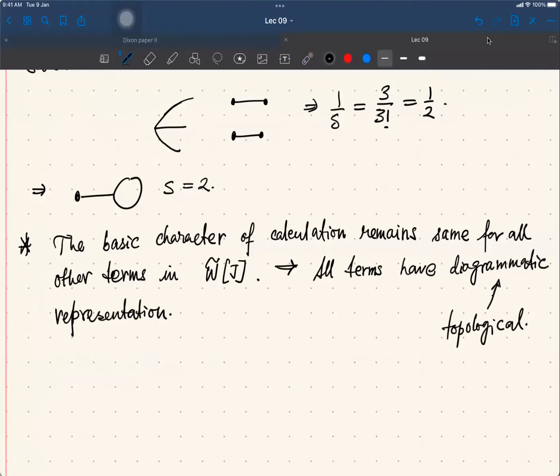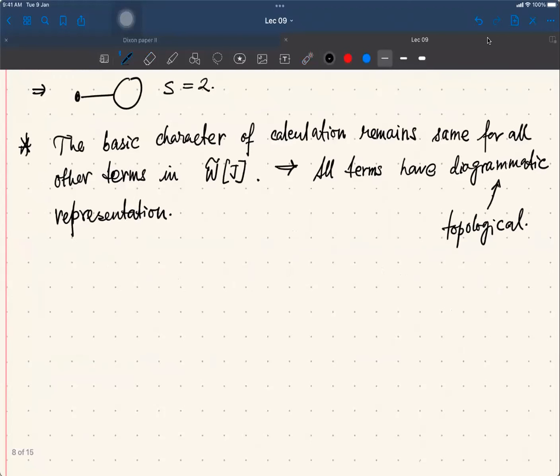So now our evolved approach, for more complicated terms in W tilde J, is to write all possible topologically inequivalent diagrams. And that requires us to classify various terms, because we need to say what kind of diagrams we are looking for. There are certain properties of the terms that we need to fix so that they can tell us what kind of topologies we are looking for.